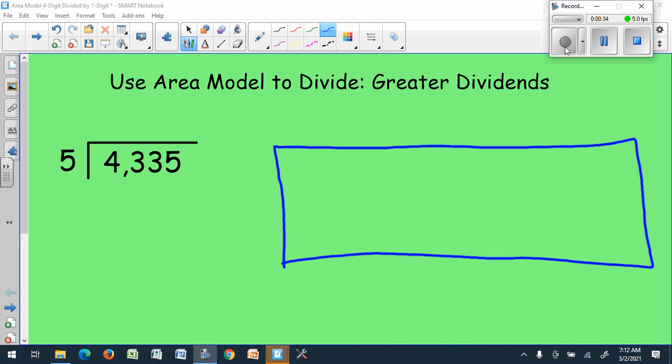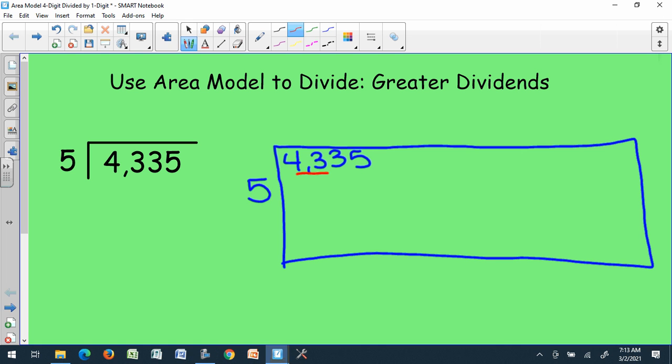I'm going to put my 5 on the side, and I'm going to put 4,335 up in the top left corner, or on the 3rd floor. And I'm going to ask myself, if I have 4,335 of something, and I want to put them into 5 groups, what number can I start with? I always look at these first 2 digits to give me an idea of what a good number to start with is. And I know that 8 times 5 is 40.